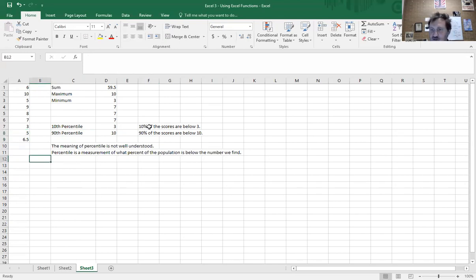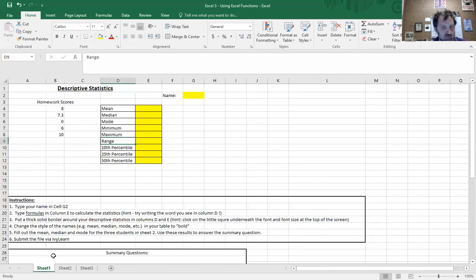It's definitely more meaningful when we're talking about a big group of people, maybe 1,000 or 2,000 or 1,000,000 people. And so we're measuring something and we're saying, you know, 10% of the scores are below this, or 50% of the scores are below this, or 75% of the scores are below this. Okay. So that's part 1.